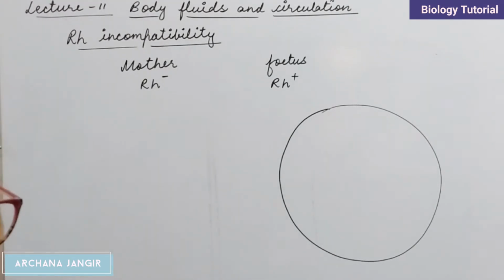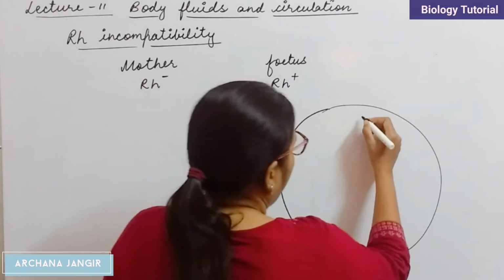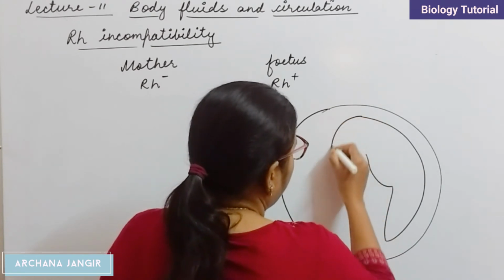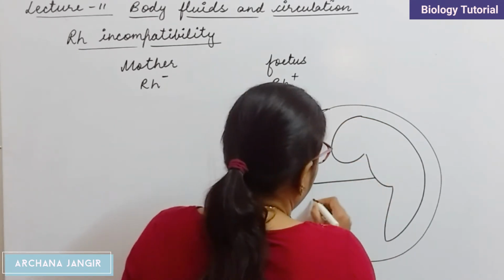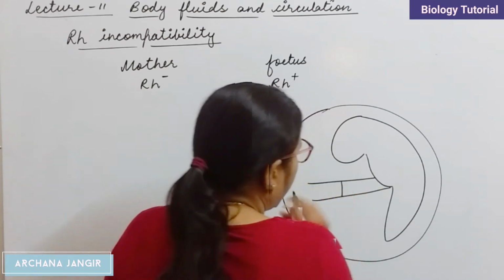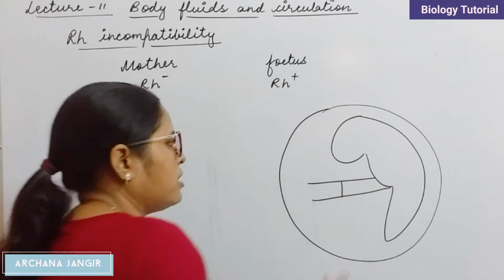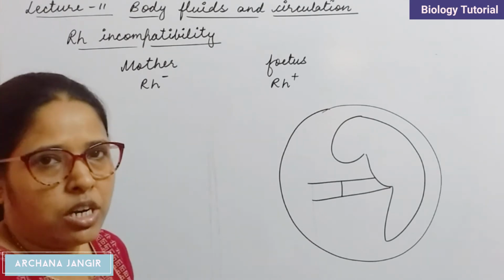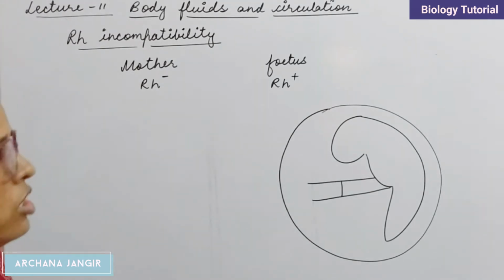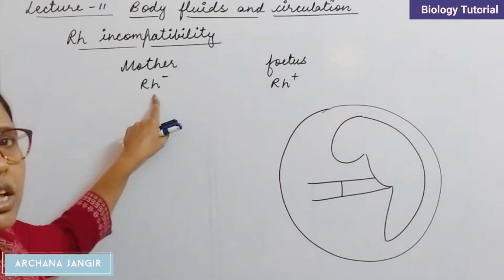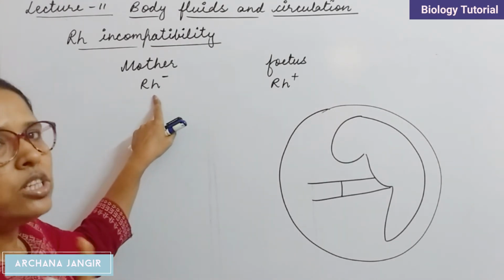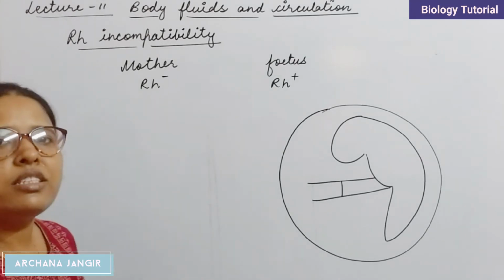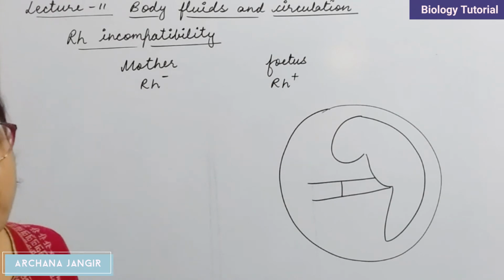Mother's body is Rh negative, and this is the body of the fetus. This is again the placenta, this is the placental barrier, this is the maternal part of the placenta, and this is the fetal part of the placenta. Now what is the situation? Here the situation has changed. Clear? Mother's body does not have the Rh antigen, but now it has anti-Rh antibodies.